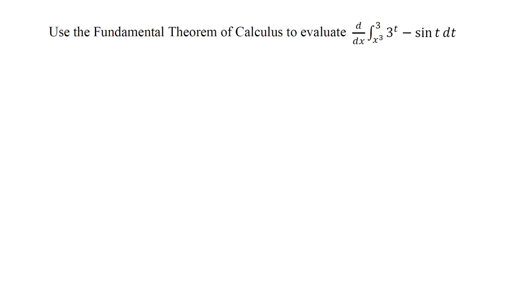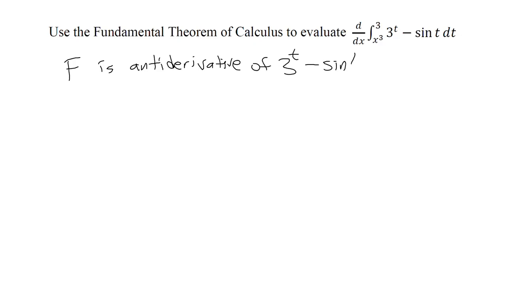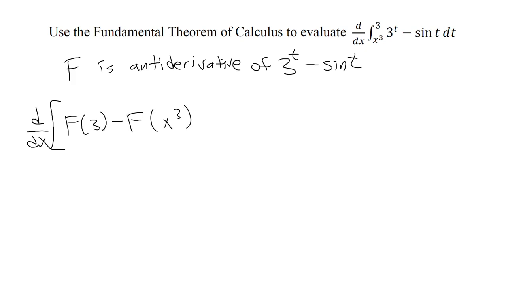All right, our next one here, we've got x cubed to 3, right, for our integral. We'll do the same thing. Capital F is an antiderivative of 3 to the t minus sine of t, which then gives us the derivative with respect to x of capital F of 3 minus capital F of x cubed.